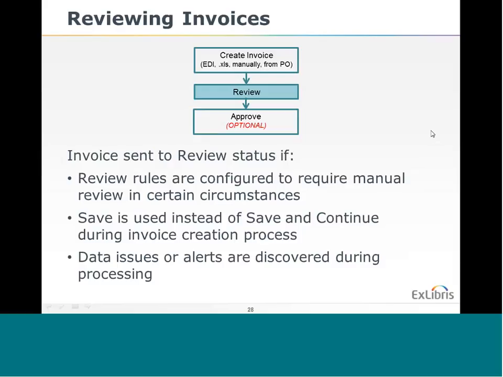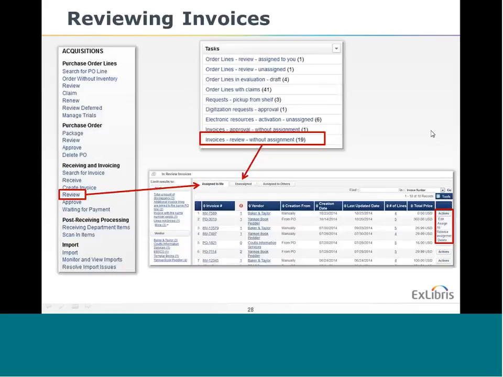So we mentioned that there are invoice review rules that can be configured in ALMA. These rules determine when an invoice needs to go to a review status. Now, typically, invoices are set to a review status if the review rules indicate that manual review is needed, if the Save button is used instead of the Save and Continue button when an invoice is created, or if there are any data issues or alerts that ALMA finds when it tries to process the invoice. So depending on your configuration, once invoices have been created, they may need to be reviewed.